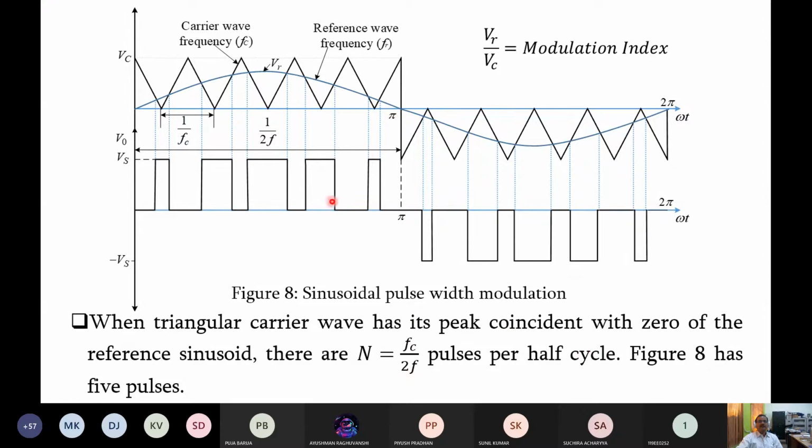Here it is 1, 2, 3, 4, 5. Okay. This is the time period of the triangular wave, 1 by Fc. This is T by 2, that is 1 by 2f. Like that. Okay. So you can draw this. When the triangular wave, the carrier wave, has its peak coincide with the zero of the reference sinusoidal wave, there are n equal to Fc by 2f pulses per half cycle.